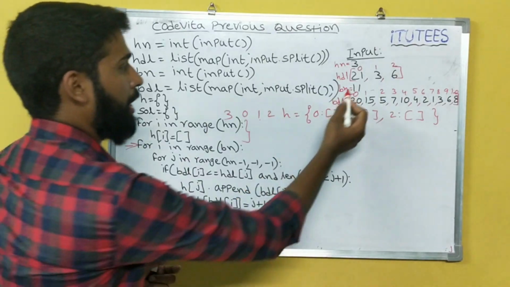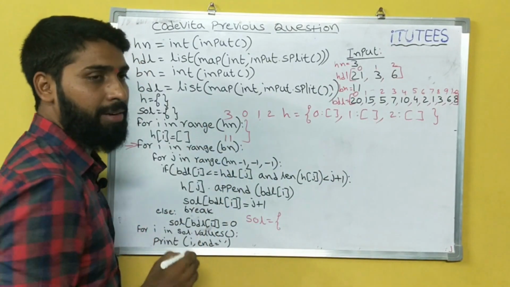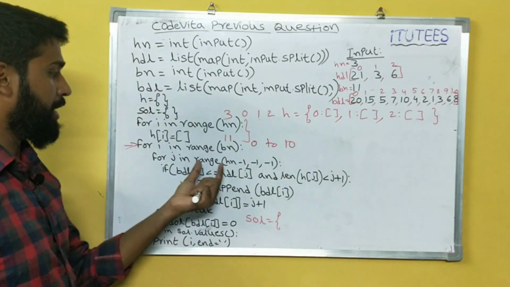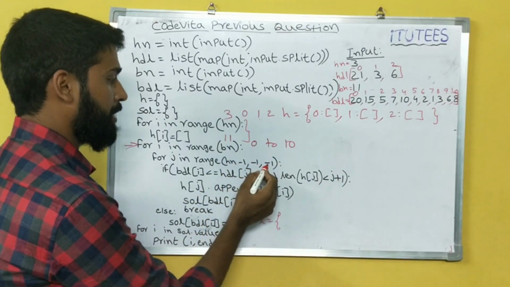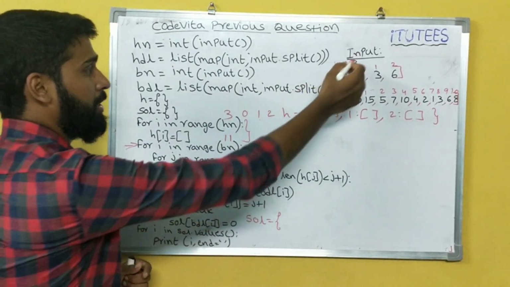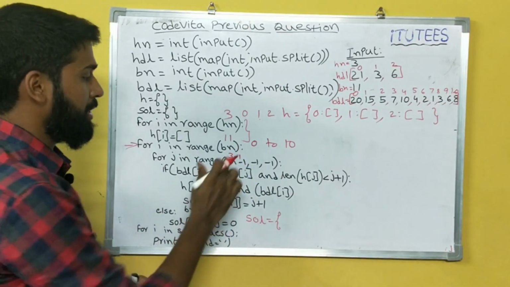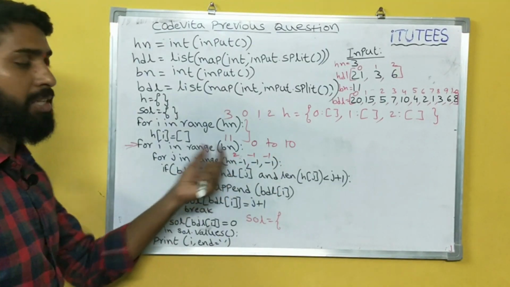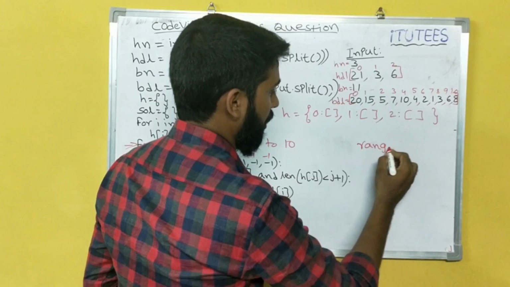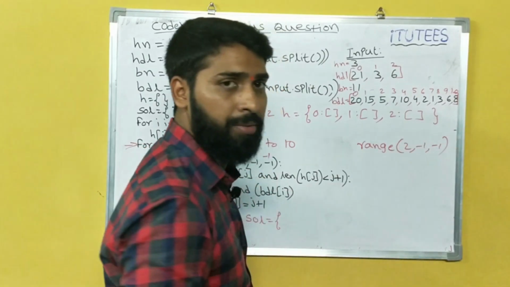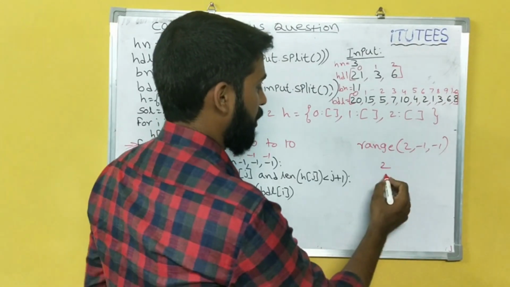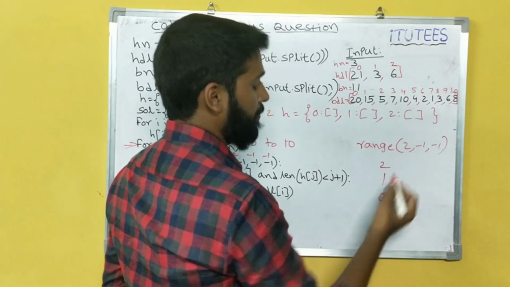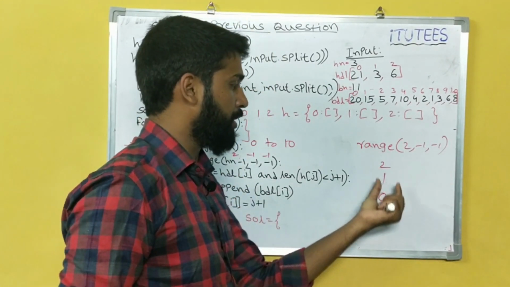What is the Bn here? 11. That means it runs 11 times, from 0 to 10. Next, for j in range of Hn minus 1, minus 1, minus 1. What does that mean? What is the Hn here? 3. 3 minus 1 means 2. What is the output of range of 2, minus 1, minus 1? It starts from 2. Next takes 1. Next takes 0. So first it takes 2, 1, 0.